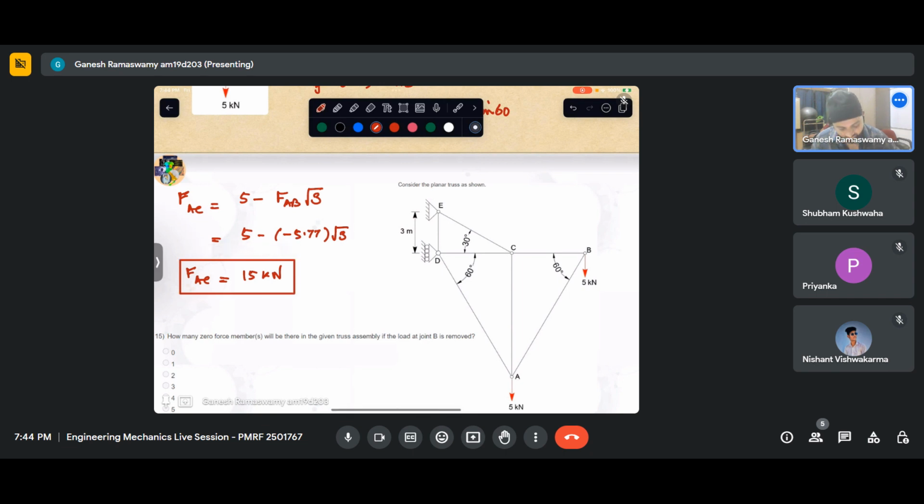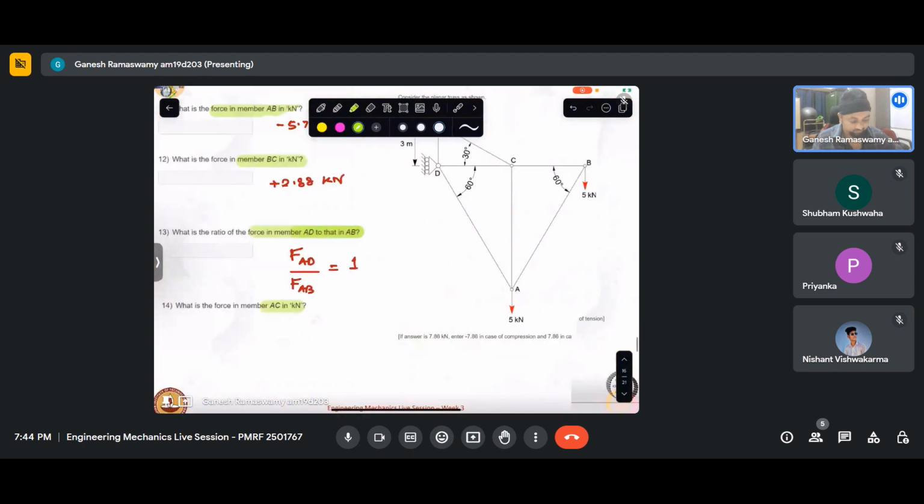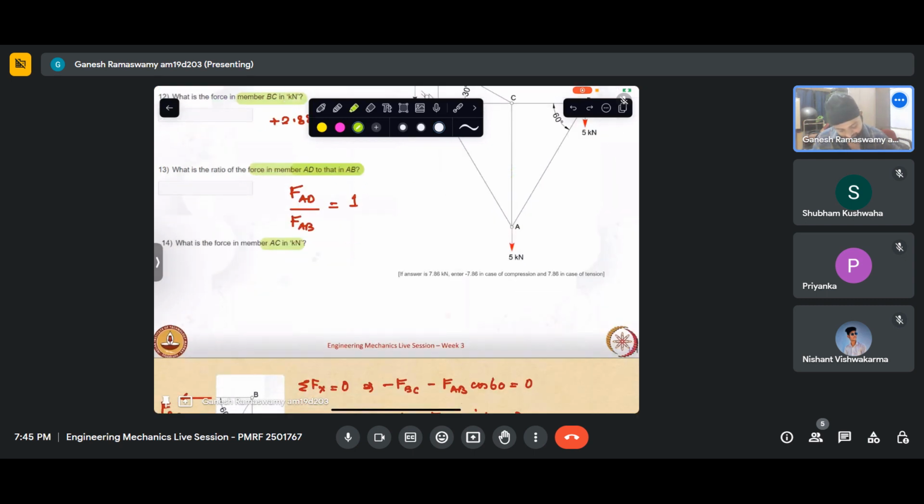And it is positive. I needn't say what that means. It means that our assumed direction is correct. And since we have assumed it to be pointing away from the joint, it is in tension. It makes sense when we are pulling it like this, it would naturally be in tension. So FAC is 15 kilonewton. All right.